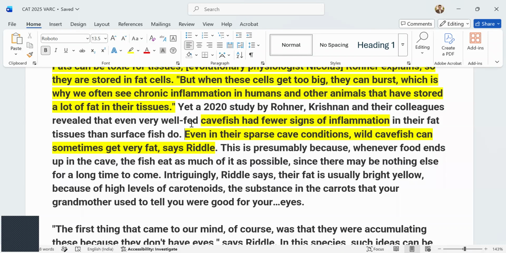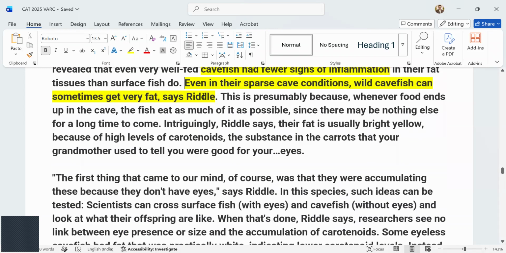Since there may be nothing else for a long time to come, intriguingly, Riddle says their fat is usually bright yellow because of the high levels of carotenoids, the substance in carrots that your grandmother used to tell you were good for your eyes. So now it is coming to the carotenoids and the yellow color fat deposit which is found in these species. And Riddle is saying that the yellow fat might be because of the high levels of carotenoids.